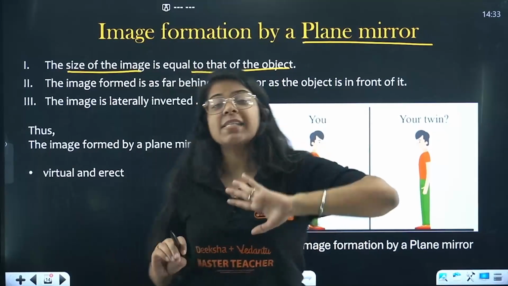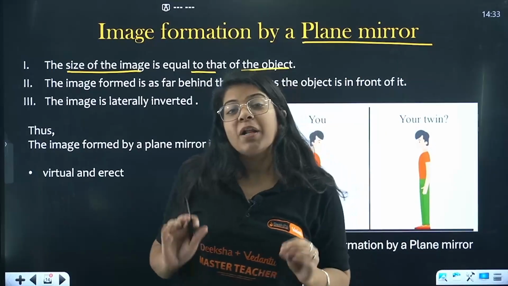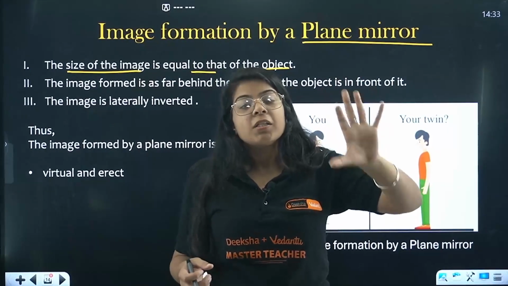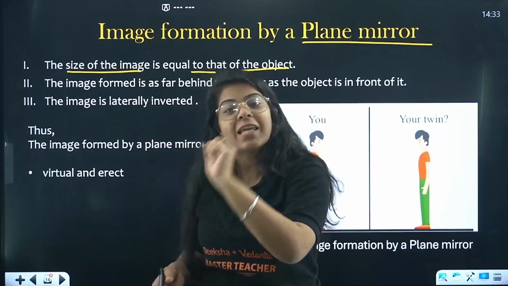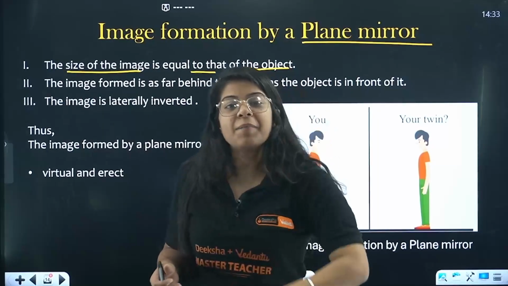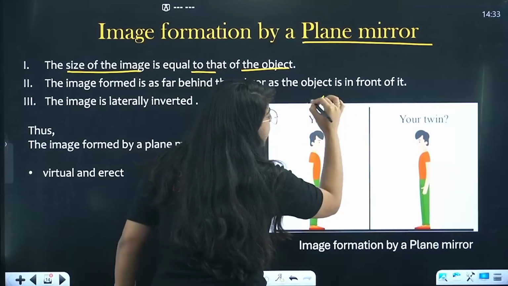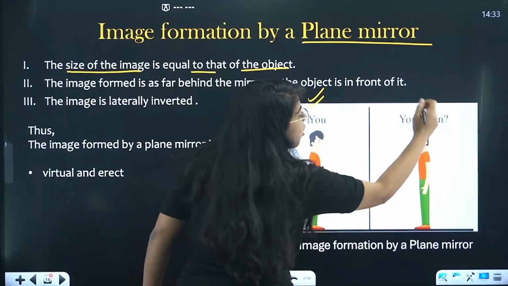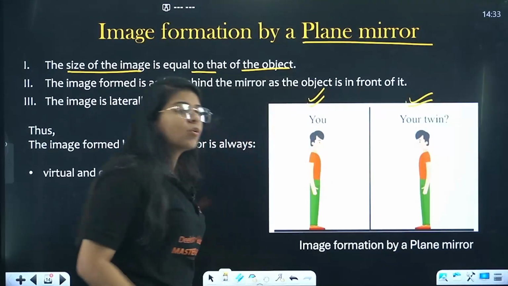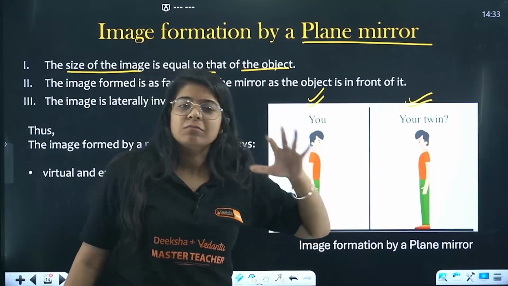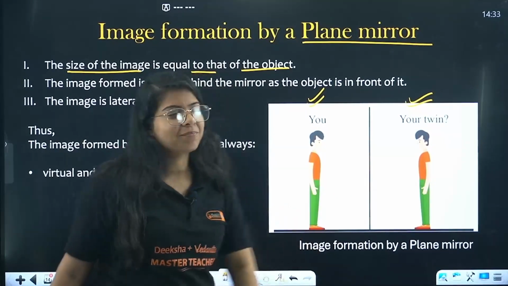That you will see later: in a concave mirror you need a screen. That means there is a mirror, but the image is formed on a screen, not behind the mirror. But in a plane mirror, you are here, right? And the image is formed behind the mirror. As we go into the chapter, you will understand this point better. So bear with me for some seconds.